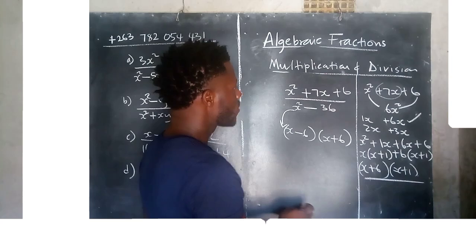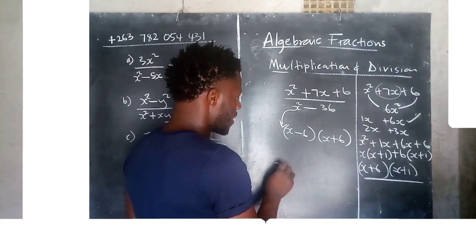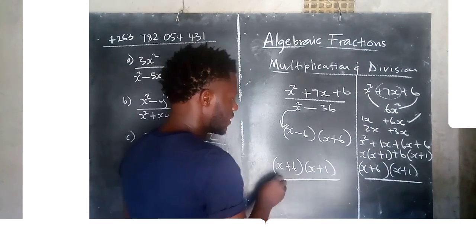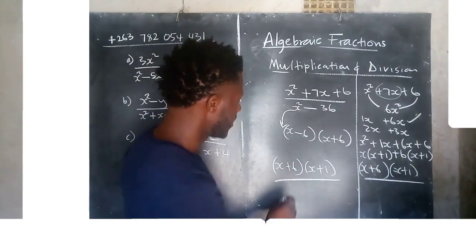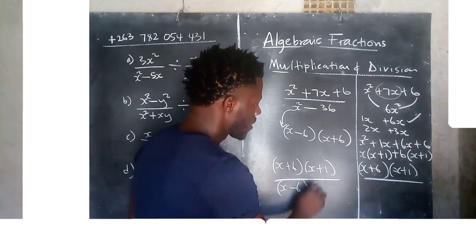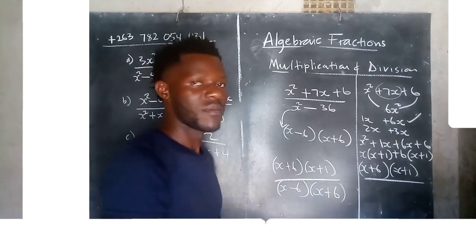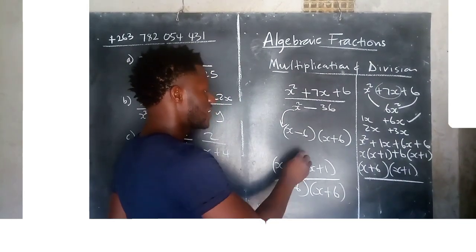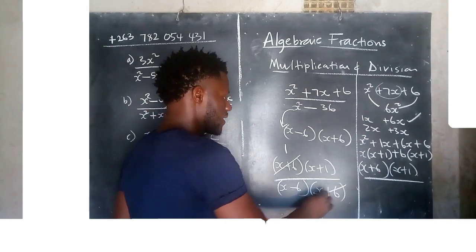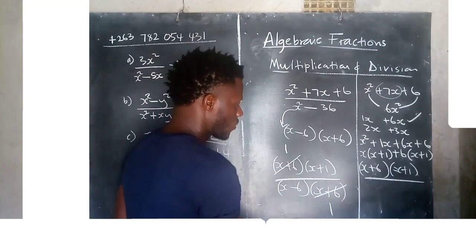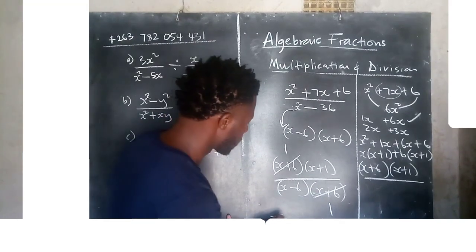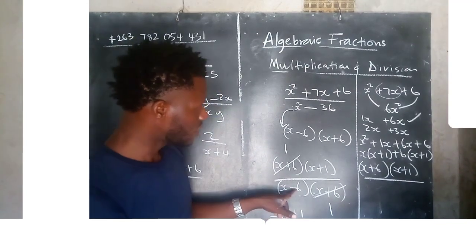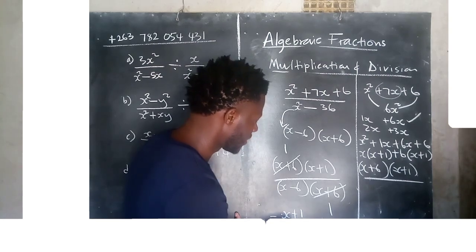So let's start over now. The numerator is x plus 6, x plus 1. Then the denominator is x minus 6, x plus 6. Similar brackets will cancel, then we collect the terms that will remain. In this case, we have x plus 6 into x plus 6, we get 1. So finally, the terms that remain are x plus 1 as our numerator. Then the denominator, x minus 6, is the final answer.